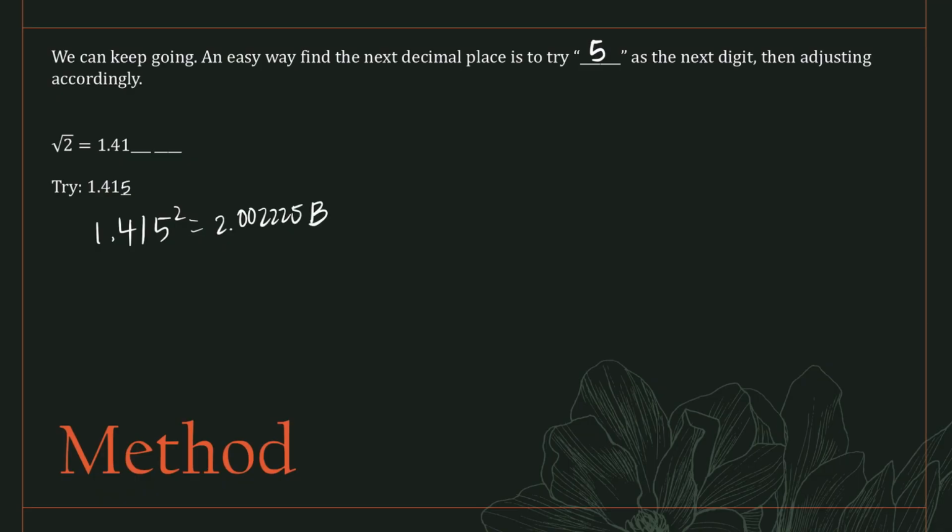So let's try 1.414. And that is too small. So that means it has to be between that. And we always take the one that's lower because we don't want to overshoot it, right?